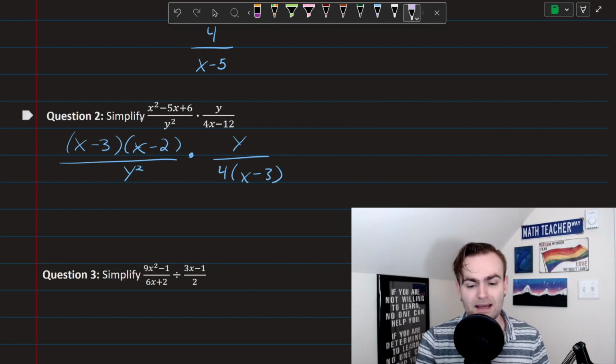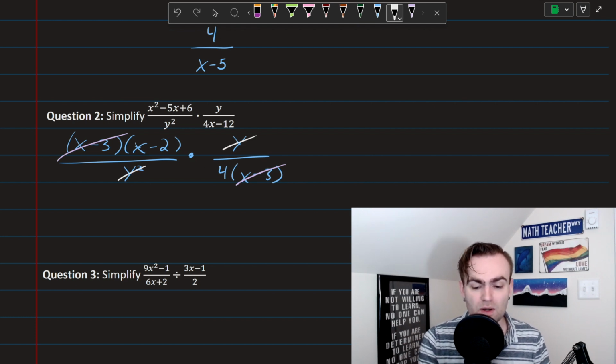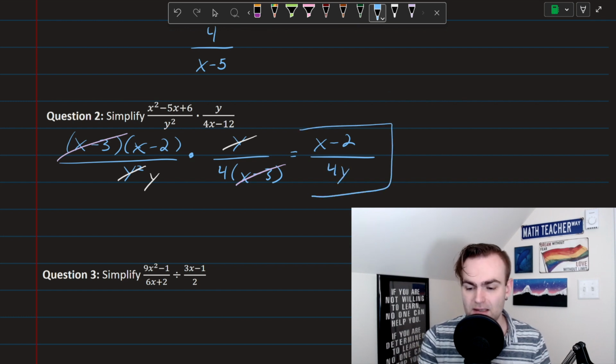I notice that I have a common factor of x minus 3 in both. I can cancel one out from the numerator, one out from the denominator, and that's perfectly fine. I also have 2 y's in the denominator and 1 y in the numerator. We can cancel out 1 y in the numerator with 1 y in the denominator. So we're going to get rid of that squared and just replace that with a y. Now we can multiply across. So we would have x minus 2 over 4y. And that would be simplified.